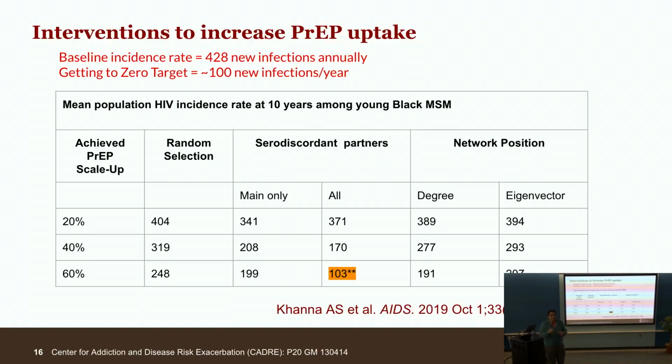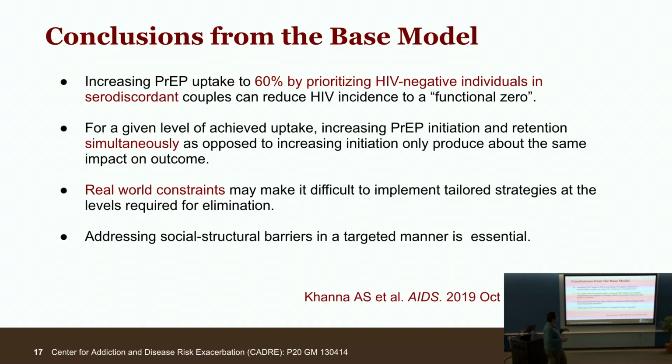So we identify who's in some sense central in the network and provide PrEP to them. And we found that the serodiscordant couple strategy was the most effective. If we scaled up PrEP to about 60% of such couples, we would go down to about 100 new infections a year, at which point the new incidence count is low enough that it would start to die out on its own. It's not a literal zero, but it's like a functional zero. So that's what the model suggests, and that's great.